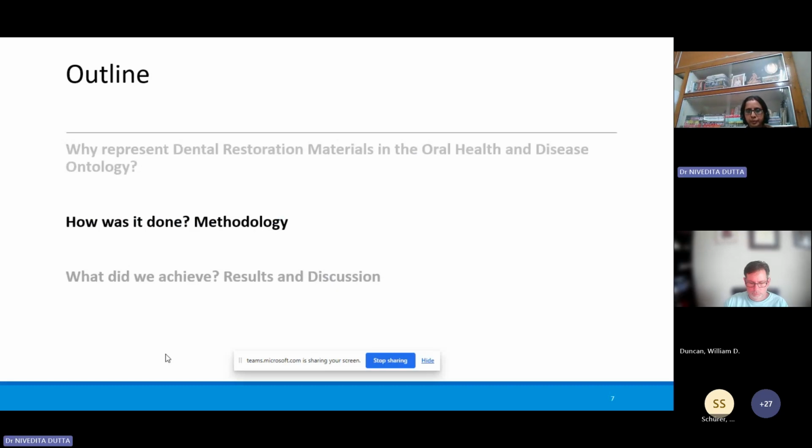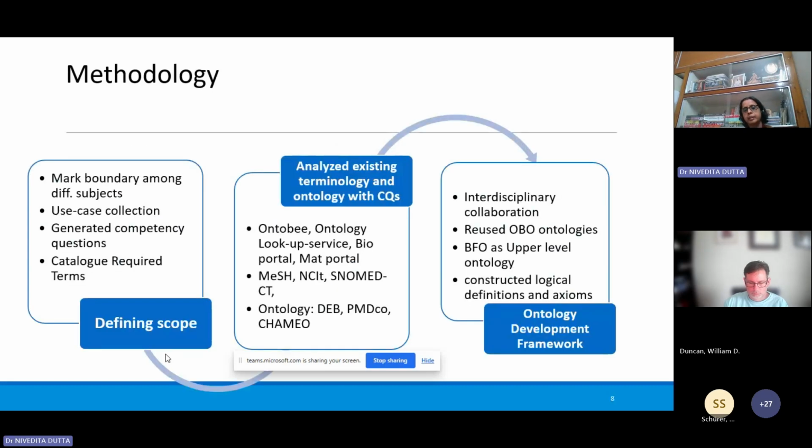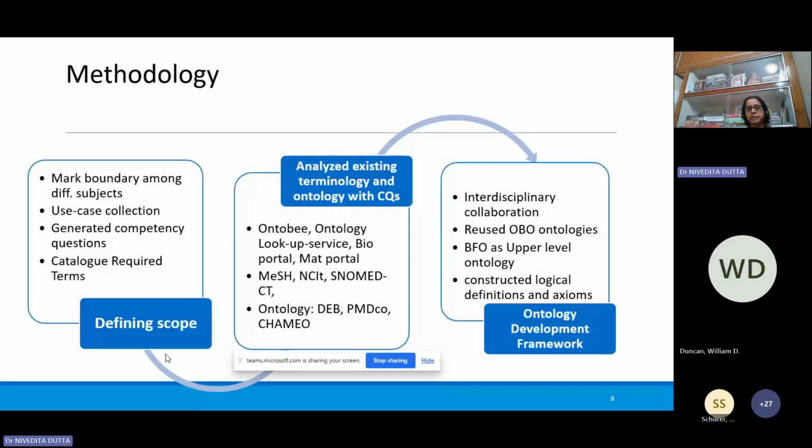And this is the methodology. The main outlines are, first, to define the scope, because it is an interdisciplinary domain. So we need to mark the boundary of how much to take from different subjects. We use cases for that purpose. From the use cases, we generated the competency questions. We catalog the required terms.